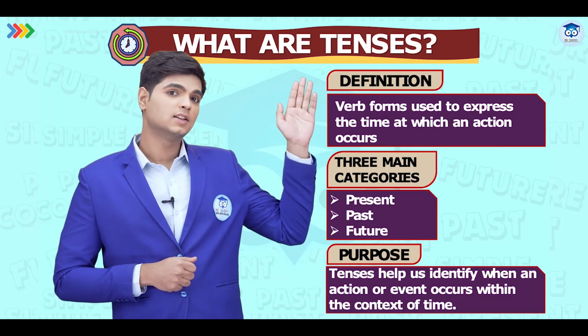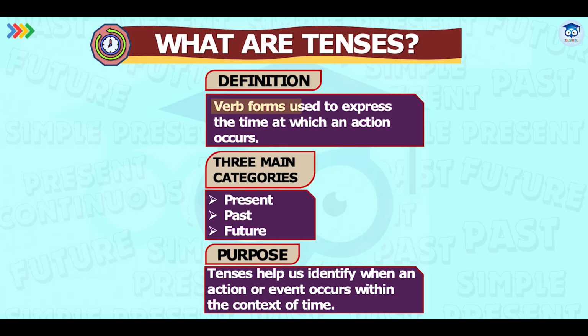What are tenses? They are the verb forms used to express the time at which an action occurred. So basically, tenses are the forms of verb that tell us when something is happening. Is it happening now? Did it happen before? Or will it happen later? That's what a tense helps us show.